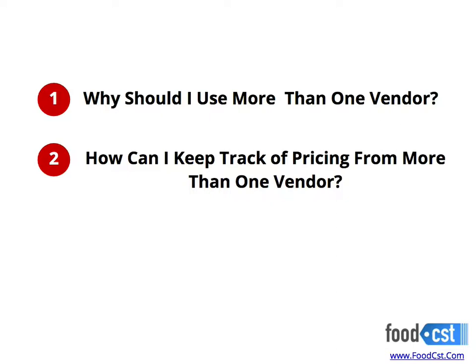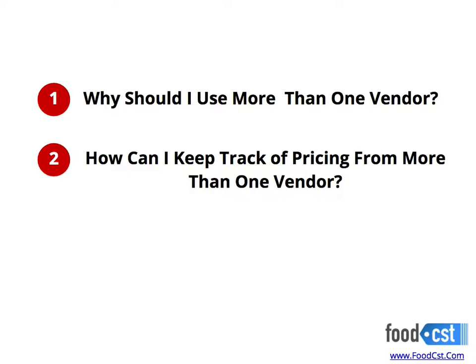And secondly, if I do use more than one supplier, how do I keep track of that with the pricing as they send me their updated pricing or order guides, or if I order online or something like that? How do I manage these kinds of things? Those are two really great questions.